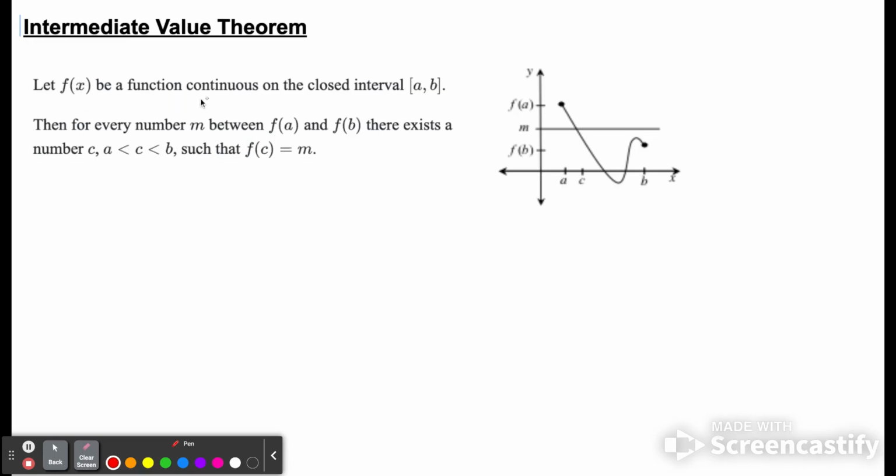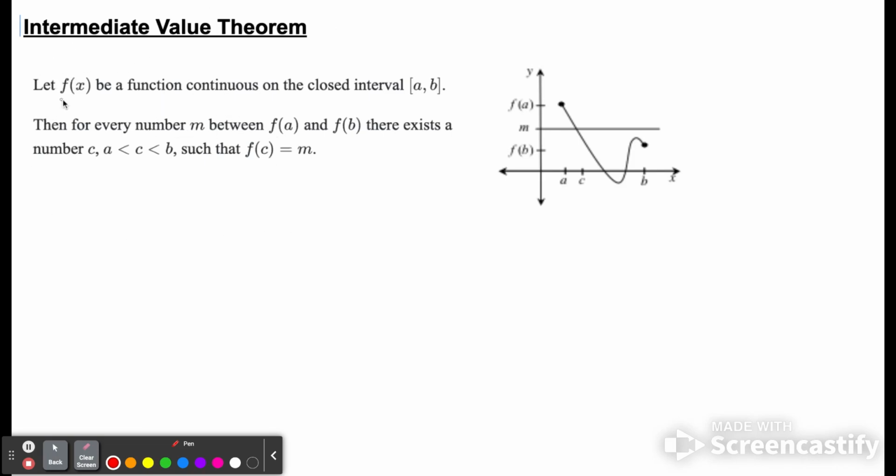Let f of x be a function continuous on the closed interval a to b. Then for every number m between f of a and f of b, there exists a number c where a is less than c is less than b, such that f of c is equal to m. Now we'll go back and see what we can do to take this apart and figure out what's going on.